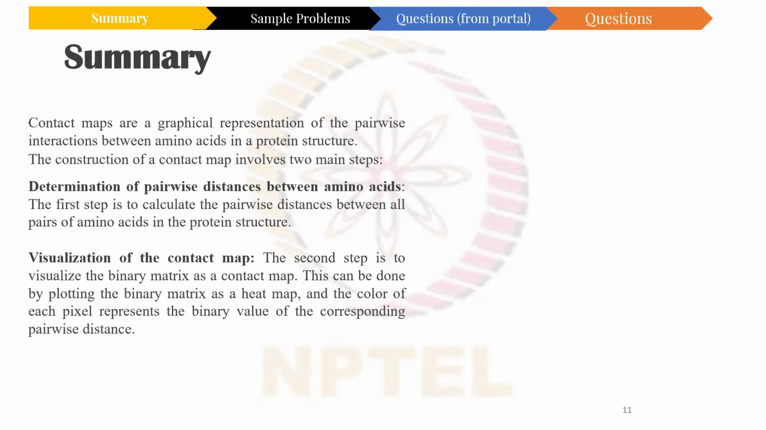The next thing is visualization of the contact map. This can be done by plotting the binary matrix as a heat map, where the x and y axes represent the sequence positions of amino acids, and the color of each pixel represents the binary value corresponding to the pairwise distance. In addition to heat maps, various other visualization techniques can be used, such as circular plots, 3D plots, or network diagrams.